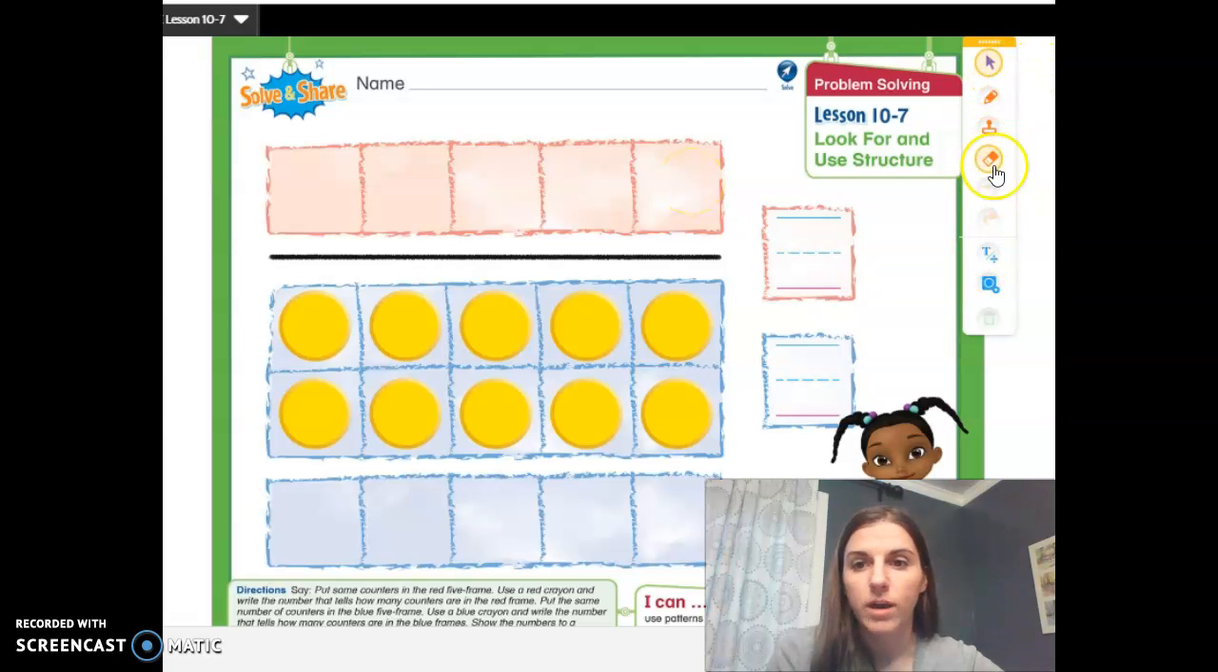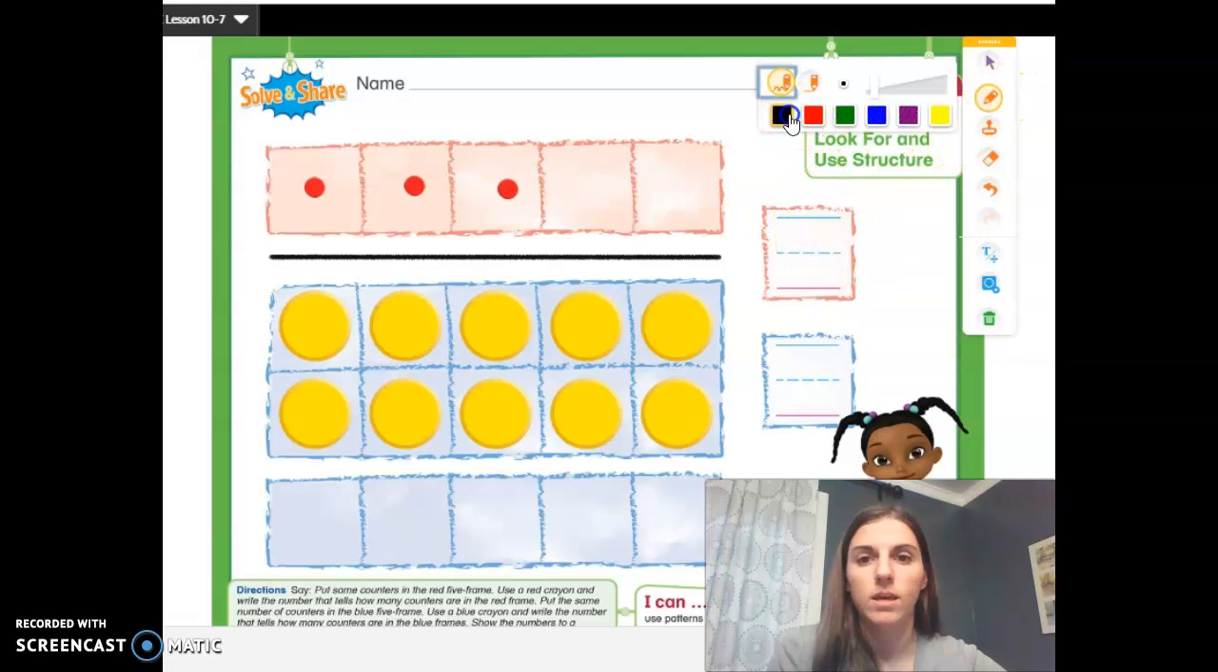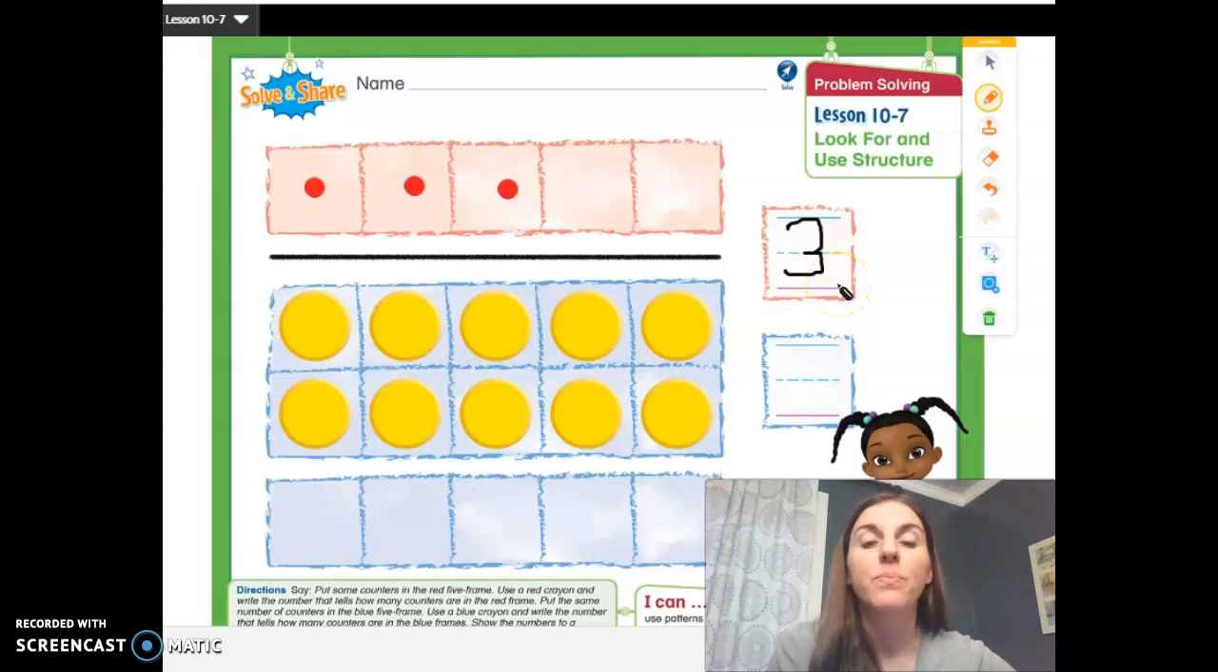So I'm going to do that. I'm going to use this. This is my counter stamp. I'm going to click on that. I'm going to use red counters and I'm going to do 1, 2, 3. Okay, and then I am going to write that number. I just put 3 counters. Oops, it's a little tricky writing on here. 3 counters in that 10 frame, in that 5 frame actually. Okay, so there's 3 here.